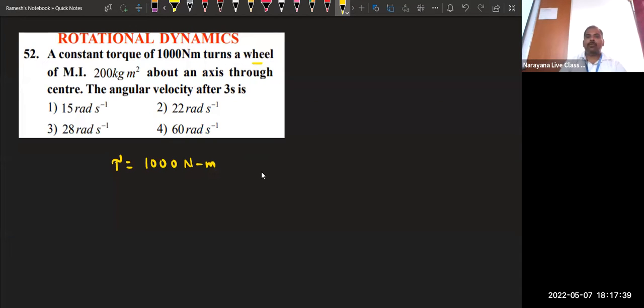So external torque equal to how much? 1000 newton meters. And what is the moment of inertia? 200 kilogram meter square about an axis through the center. And what is the angular velocity after 3 seconds? What is the question? Find the angular velocity after how many seconds? After 3 seconds, how much? Understood?